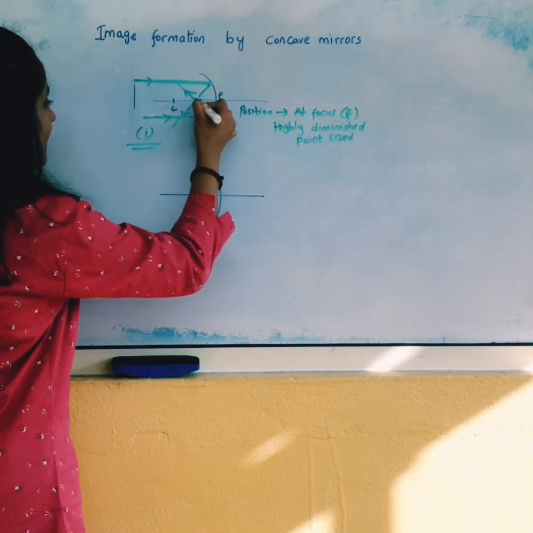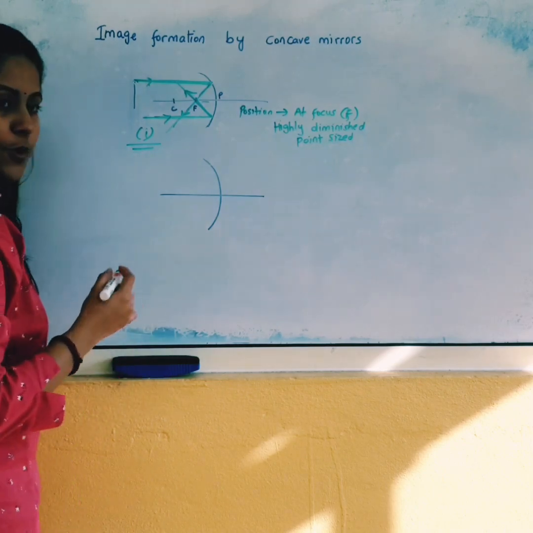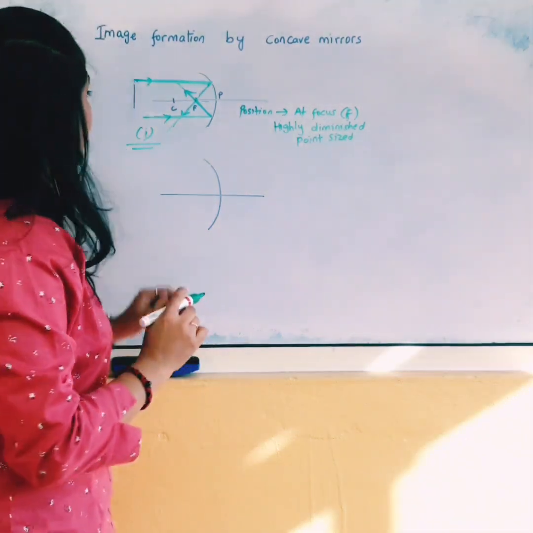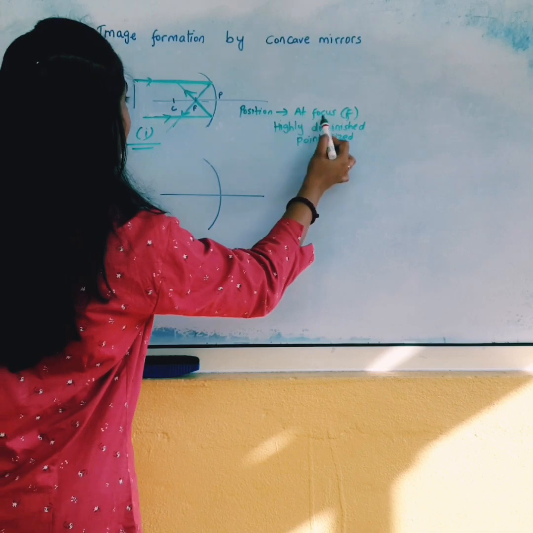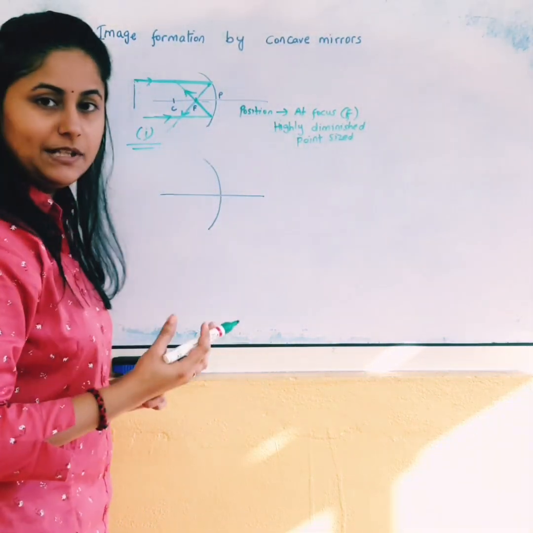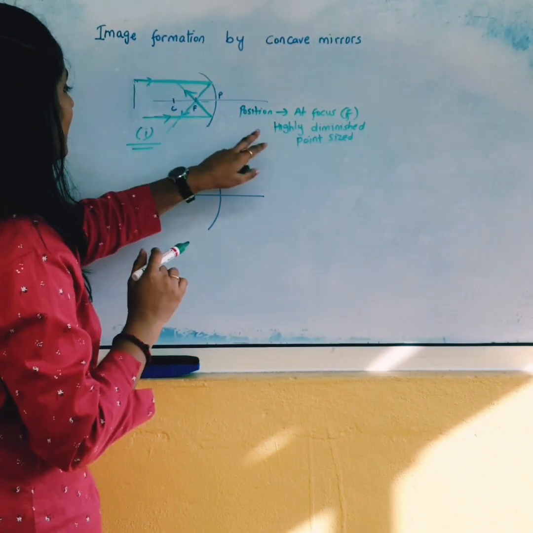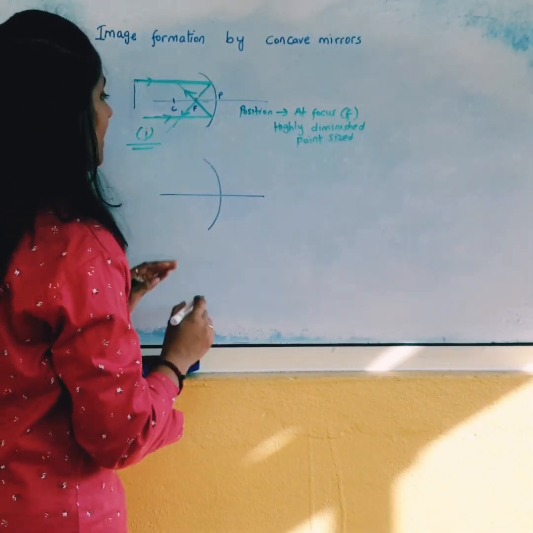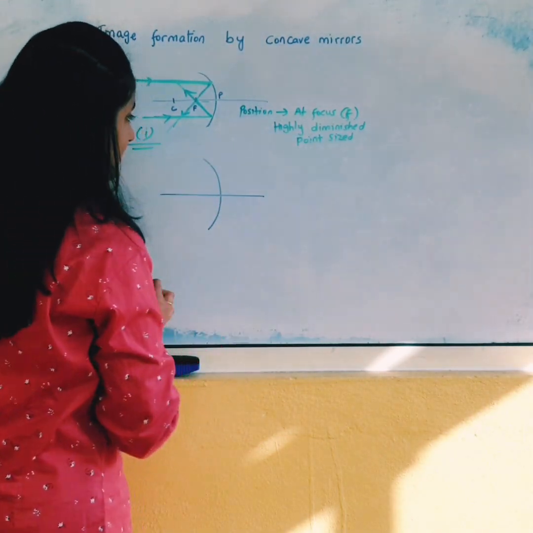So the intersection point gives you the position of the image, right? So the position of the image is at focus, and you cannot even see it properly. So you have to say it is highly diminished, or you can also say that it is point sized.